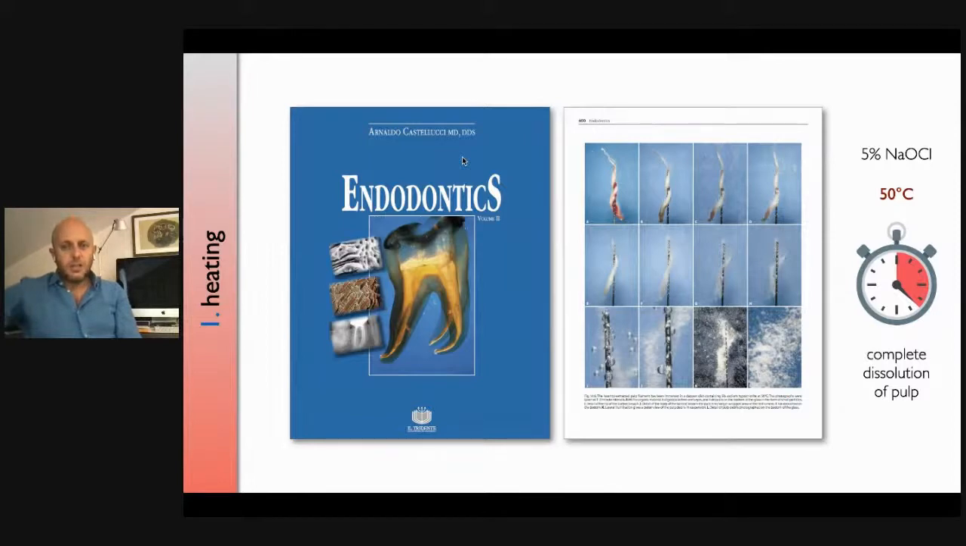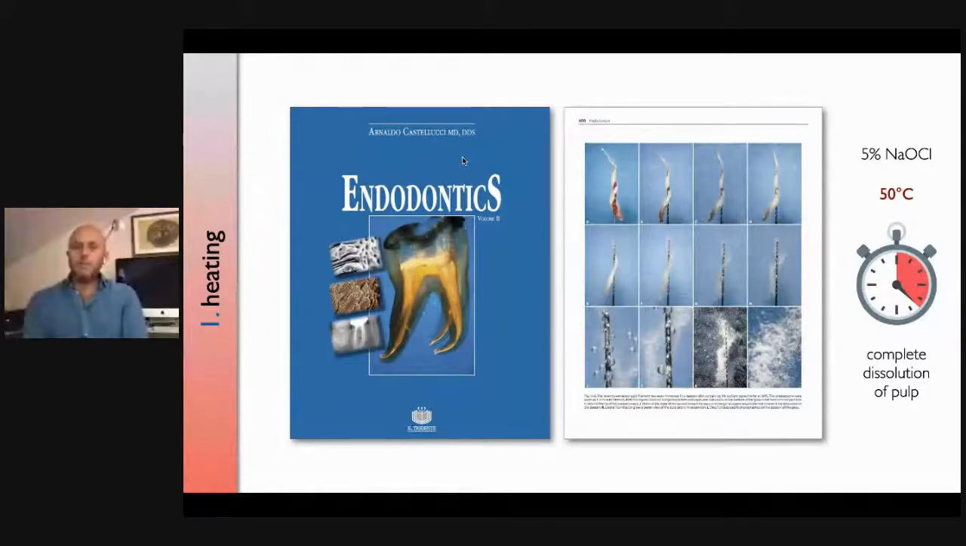Each picture is taken after 1 or 2 minutes, and so you can see that in 8-10 minutes this fragment of human pulp is totally dissolved inside sodium hypochlorite at 50 degrees. So the heating of sodium hypochlorite can increase the ability to dissolve the pulp tissue.